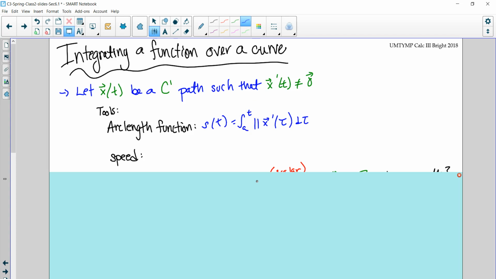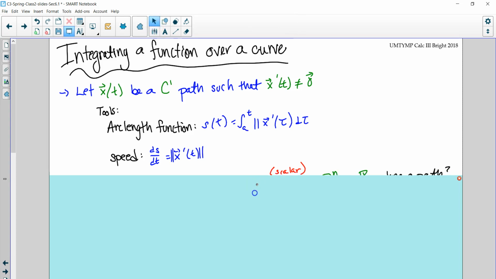And then the speed, we talked about that as ds dt formally. If s is our position function, in this context it's also the length of the derivative of our path. Okay, so just a couple of quick reminders.